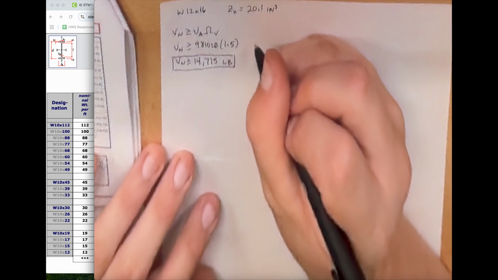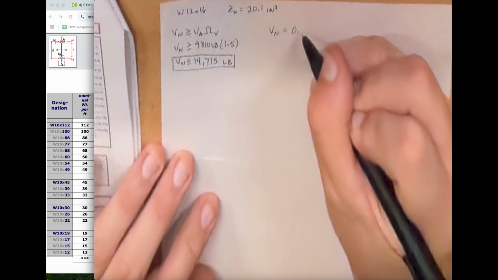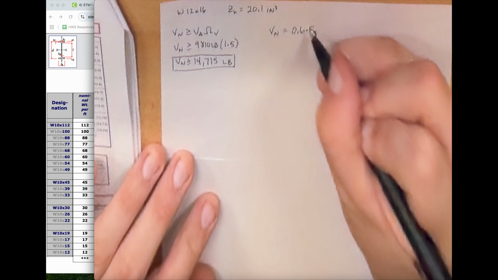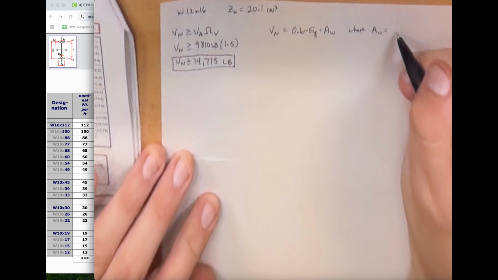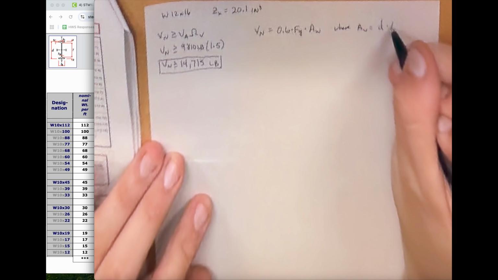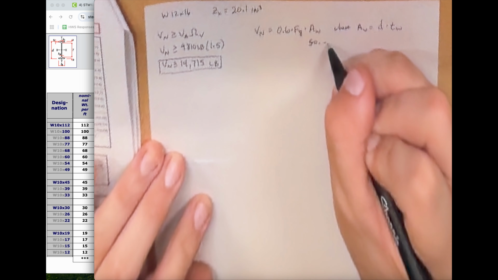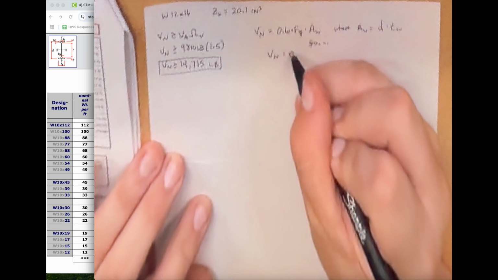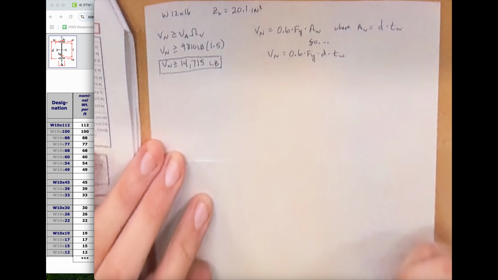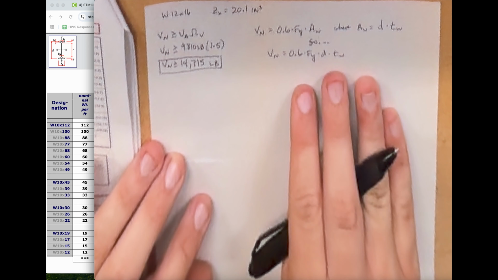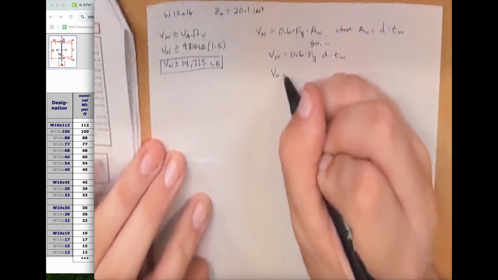Now what we can do is actually use the equation Vn equals 0.6 Fy multiplied by Aw, where Aw, remember, is equal to the depth of that particular beam multiplied by the web thickness. Okay, so let's go ahead and write this out. Vn is going to equal 0.6 Fy multiplied by D multiplied by Tw. And so what we can do is look at this for an actual W12 by 16 beam to find these dimensions here. Okay, so let's write down everything that we do know.